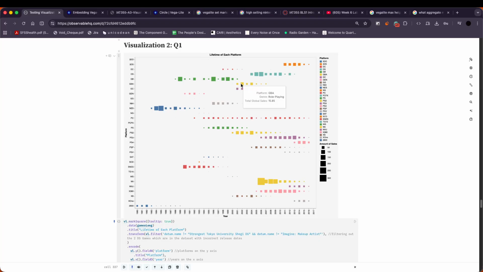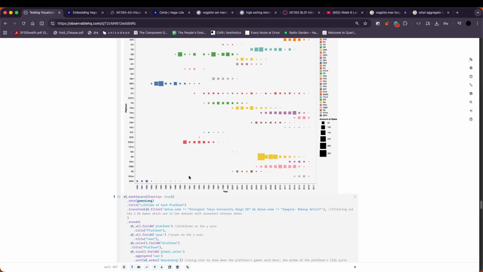For example, we have the Game Boy Advance made by Nintendo right here, and it leads perfectly into the life cycle of the Nintendo DS. And you can see as the gaming industry as a whole increases in audience size and also, I guess, financially, the sales of the Wii at its prime are so much higher than some of these earlier consoles, even the NES, which was a big console for gaming.